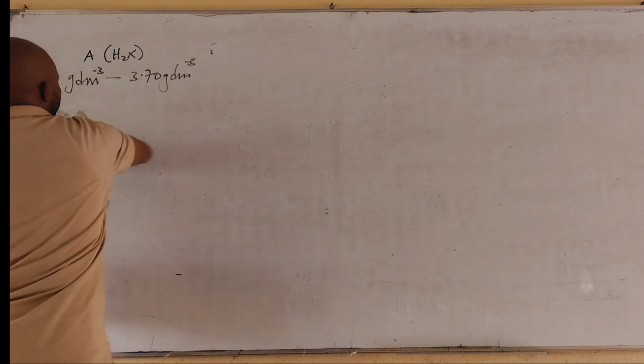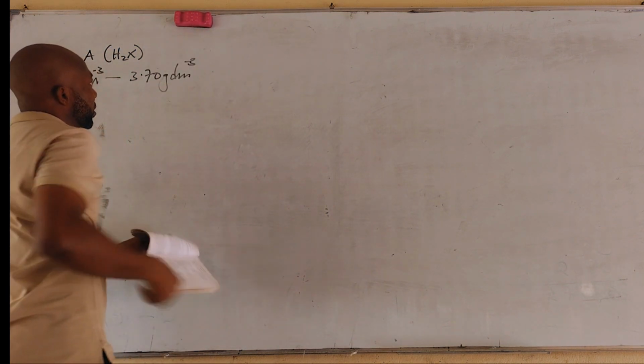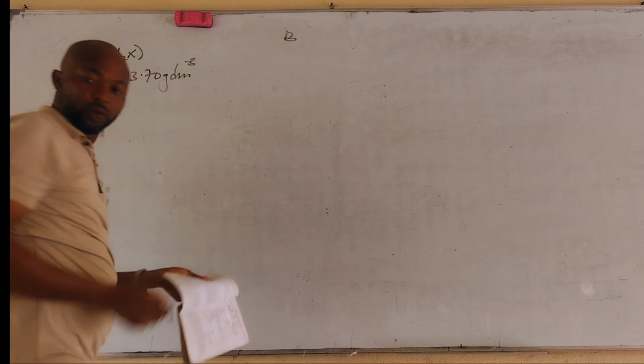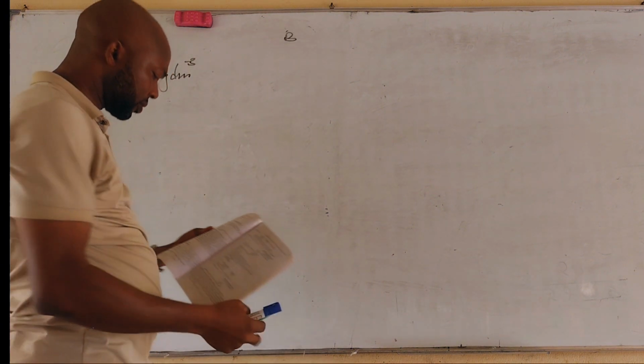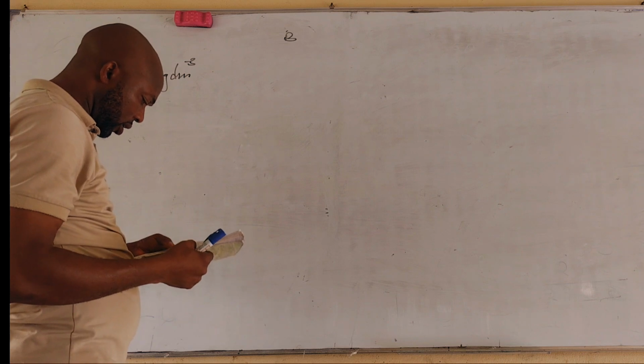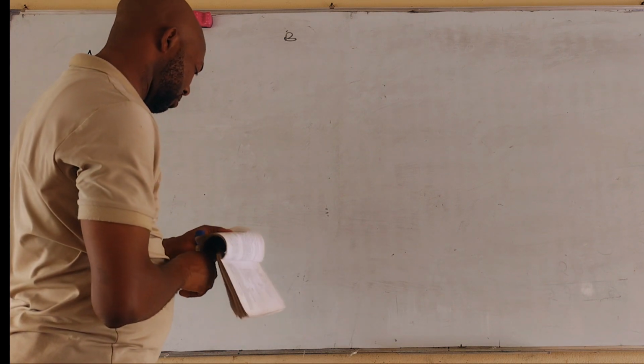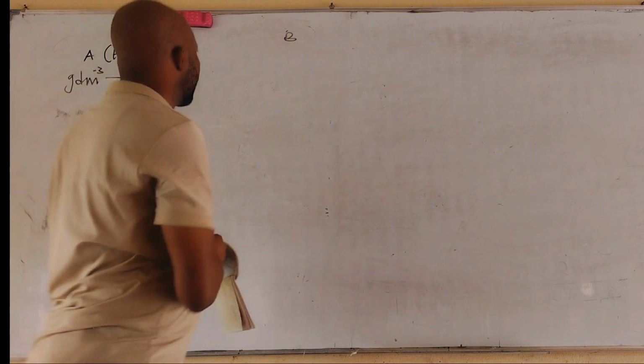Let's take B a little bit out. So here is my B. We say that B contains 2.15 grams of sodium hydroxide.